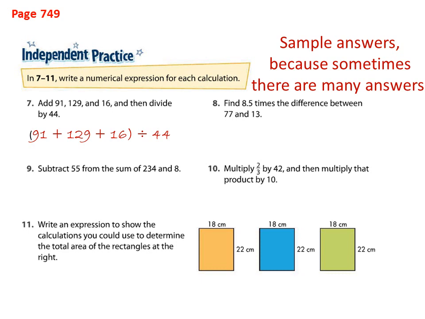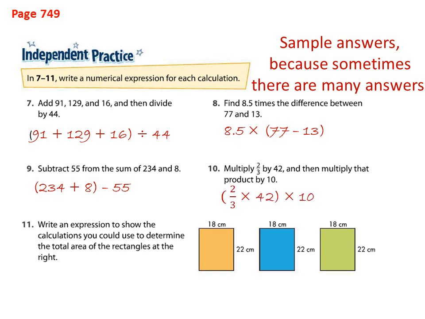To add these 3 numbers, we can use parentheses to write these 3 numbers inside. Then divide by 44. This is the answer. Of course, you can change the order of the numbers inside the parentheses because of the commutative property of addition. So you can begin with the 16 or 129. The answer, of course, will be correct. Question 8. Find 8 and 5 tenths times the difference between 77 and 13.